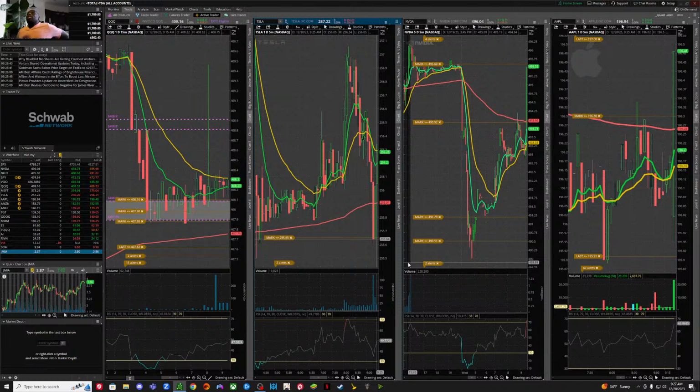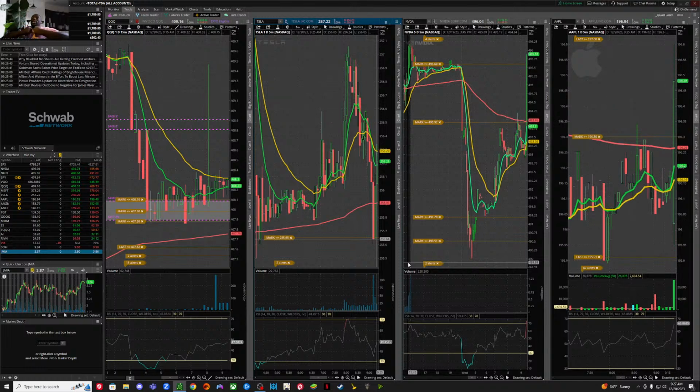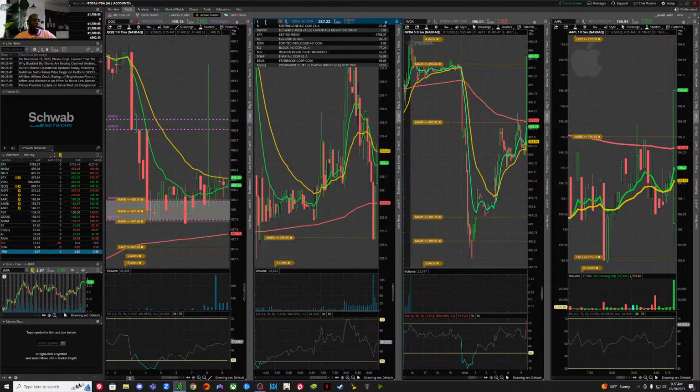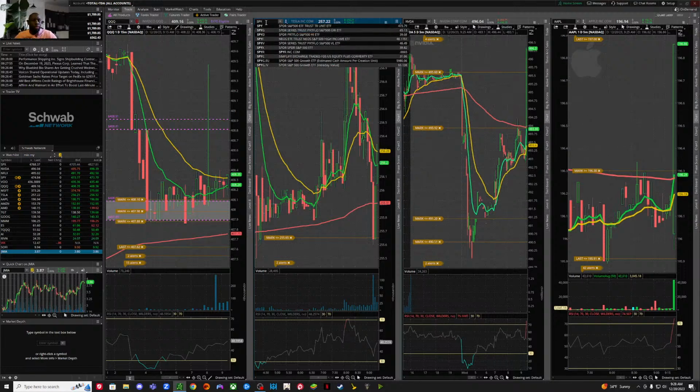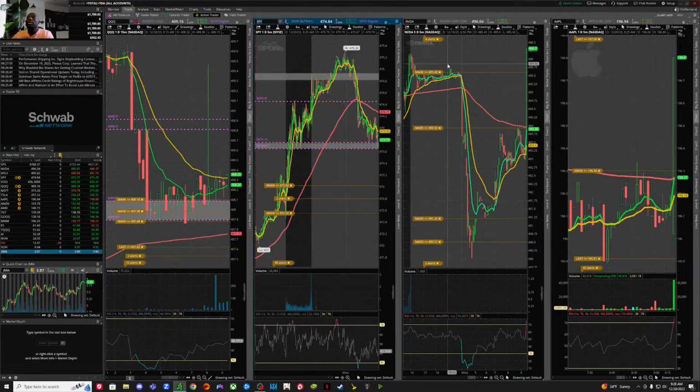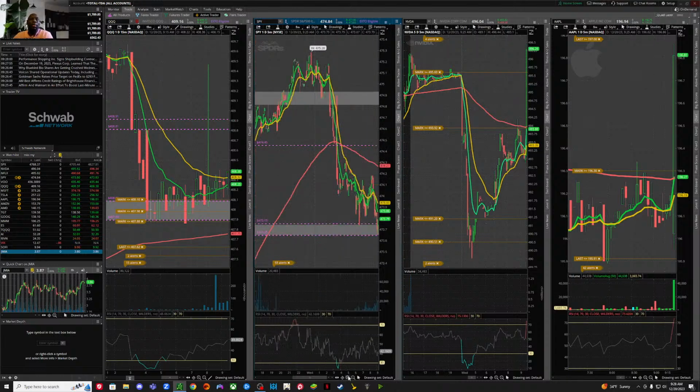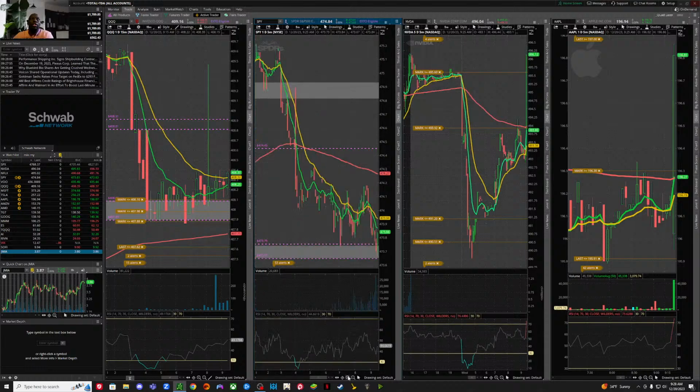Apple's heading towards that 197 that it was at before. NVIDIA just had a jump. Tesla had a push down. Head on over to SPY. I want SPY up next to my QQQ. That is my 2-minute warning you're hearing. Exciting time, exciting time. Time to get into some trades. So we got SPY way down here.